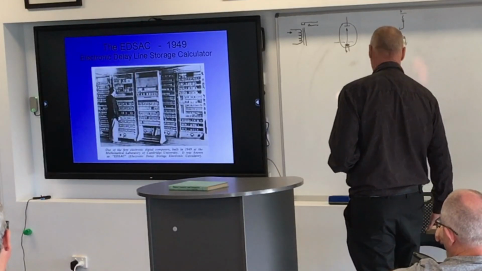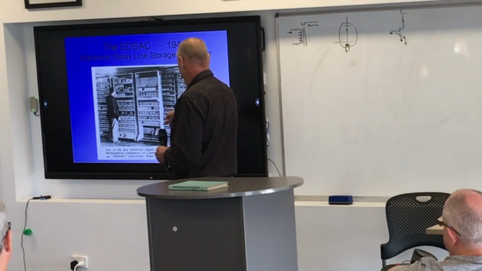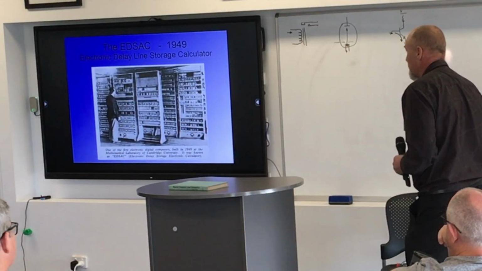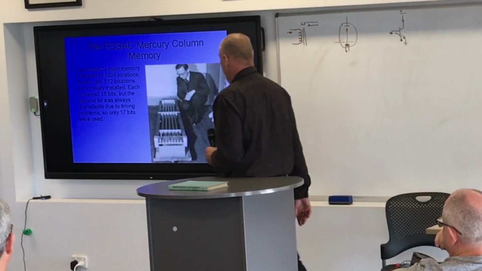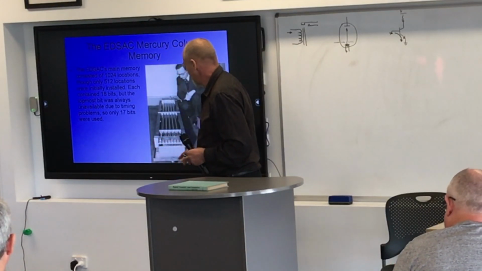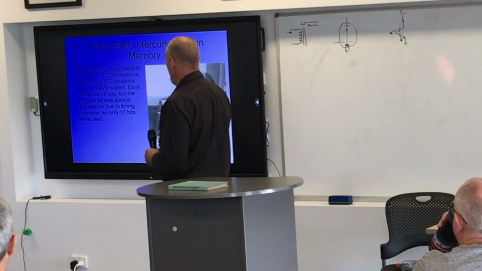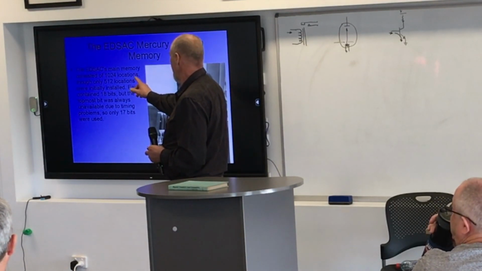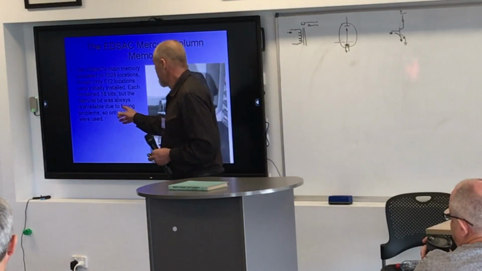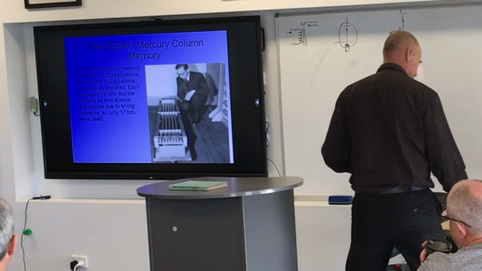EDSAC. EDSAC stands for Electronic Delay Storage Automatic Calculator, so the name is implicit in how that thing works. And that was 1949, and that's the EDSAC memory, and they have a multiple stack of delay lines, and that one there initially was loaded with 512 locations, 18 bits wide, but the thing didn't work terribly well, so they could only use 17 of the bits. It was real cutting edge at the time.